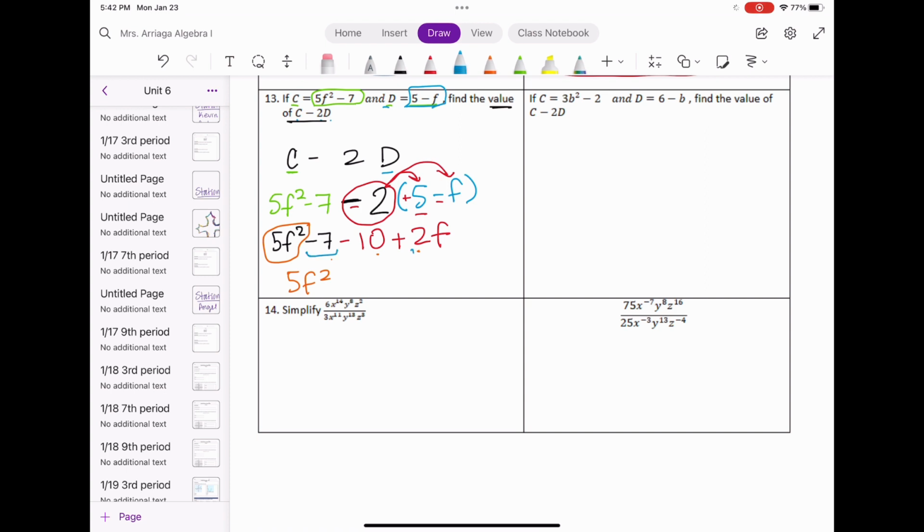Okay, let's combine those numbers. Negative 7 minus 10, that's negative 17. And finally, that 2f, we just bring it down. There's no more f's, it's by itself. And that's the correct answer, but remember, we have to write it in standard form. Standard form means biggest degree first, so highest to lowest degree. And the degree is the exponent, right? So we write 5f squared plus 2f minus 17, and that's our answer. Try doing 13b.